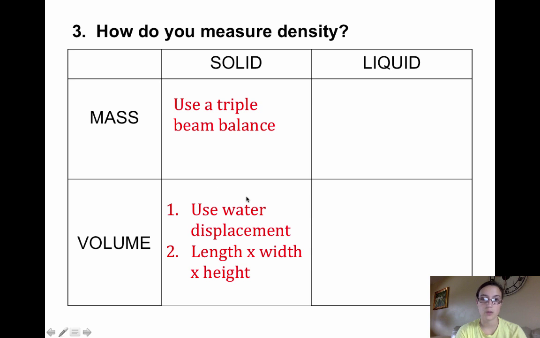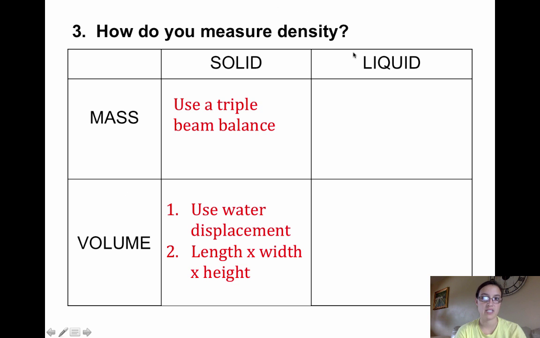If you don't know what water displacement is, Google it, because you should have done it in class twice already. So you would use water displacement for an irregular solid. If it's a regular solid, like a brick, we can use length times width times height. This is why we can also use centimeters cubed, because we do centimeters times centimeters times centimeters, and that gets us centimeters cubed.